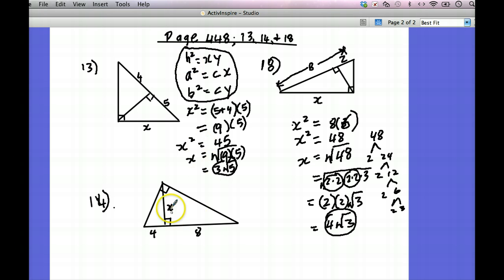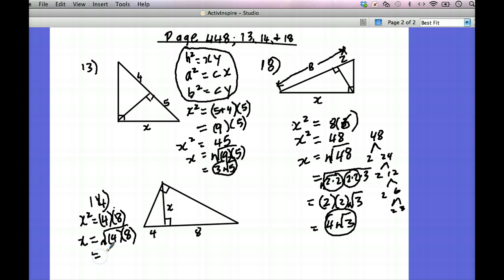H squared in this case would be x squared. X and y would be 4 and 8. So you'd write for the setup x squared is equal to 4 times 8. In this case we would have square root of 4 times 8, or x would be the geometric mean between 4 and 8. I still want you to hear that term because it's pretty simple. It's just the square root of the product is what the geometric mean is.